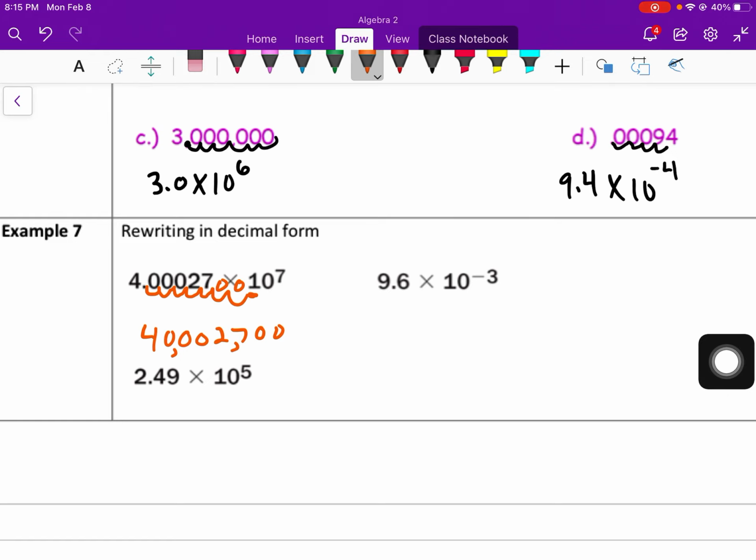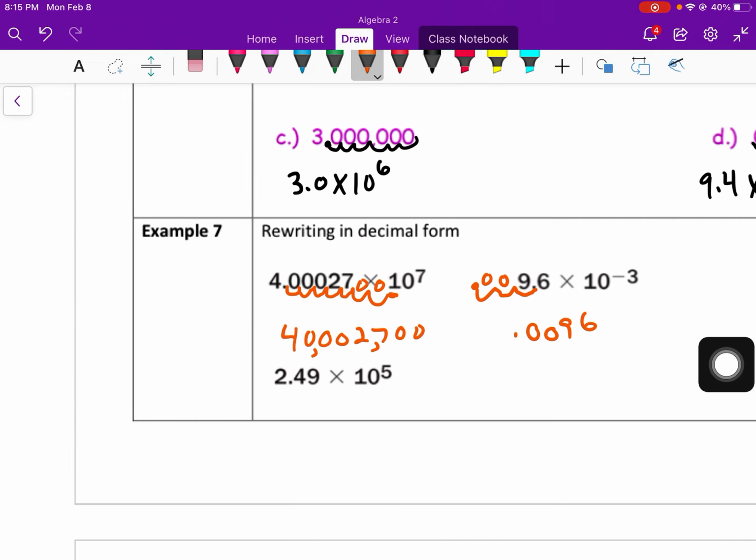This one is 9.6 times 10 to the negative 3. Negative, so left, 1, 2, 3. So this is the decimal, 2 zeros here. So what would that be? Tenths, hundredths, thousandths, ten thousandths. It looks like 96 thousandths. So this number is now very small.